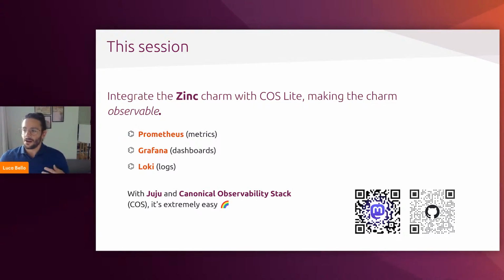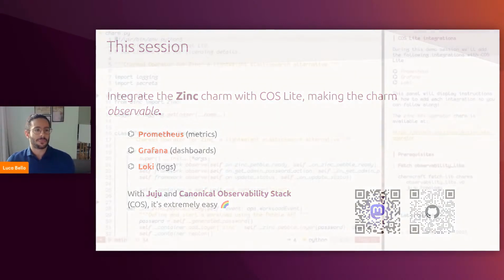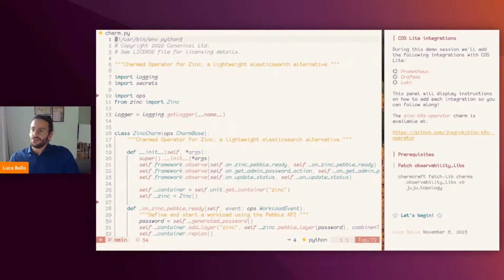Feel free, by the way, throughout this presentation to write questions in the chat. We're here to answer, so please do. And we'll jump right into the code. On this screen, you can see on the left the Zinc charm, which you might have seen a couple of times, as I said, and there's really not much to say about it. On the right, you can see some notes that will guide both me and you throughout this demo.